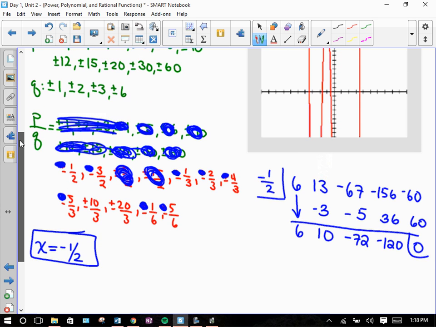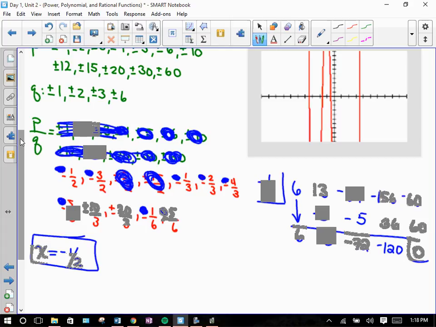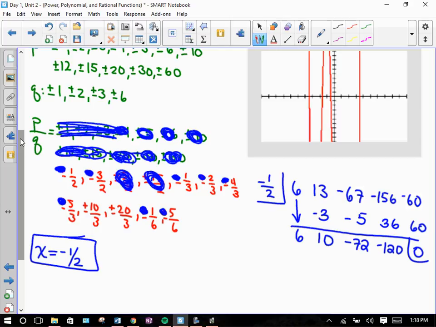Alright. Now, let's look at this. This right here. That looks like, what would -2.5 be? Alright, so let's look. -10/3 would be what? -2.3. Let me look at that one.